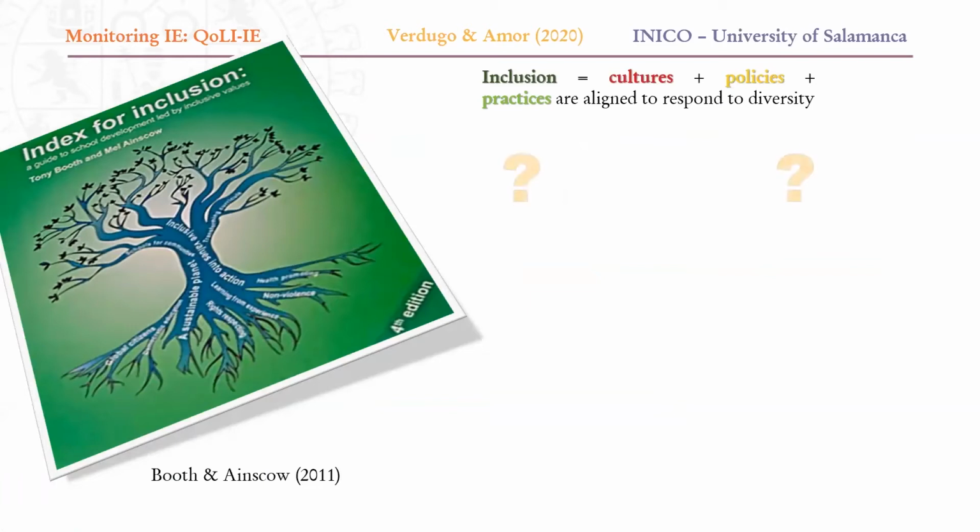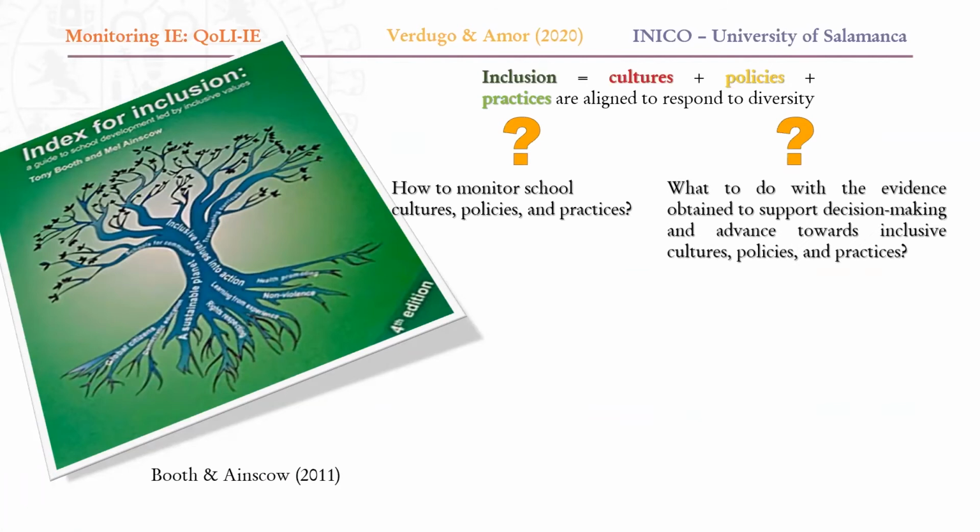The point is how to move towards inclusive culture, policies, and practices. To answer this question, we must split it into two specific questions: how to monitor these three elements and what to do with the evidence obtained to inform the process of change. In this sense, the Index for Inclusion offers a set of resources and guidelines for action for those schools that are interested in advancing the inclusion of all students.